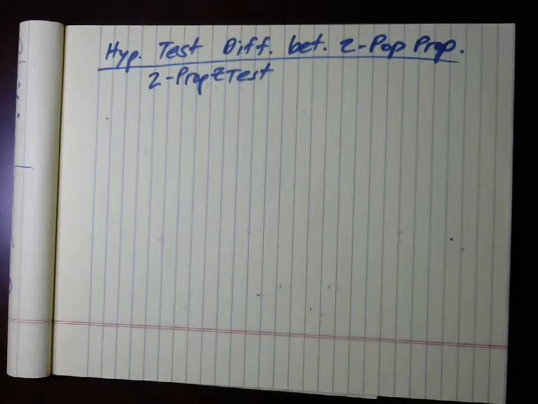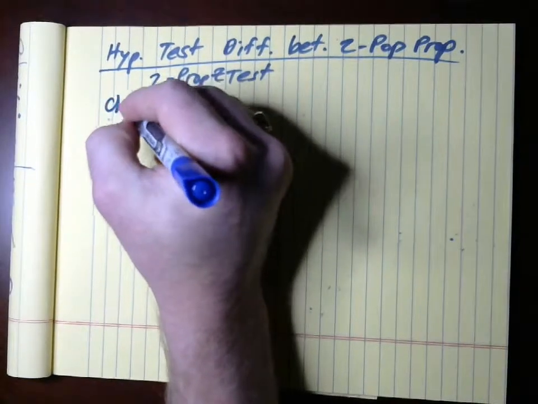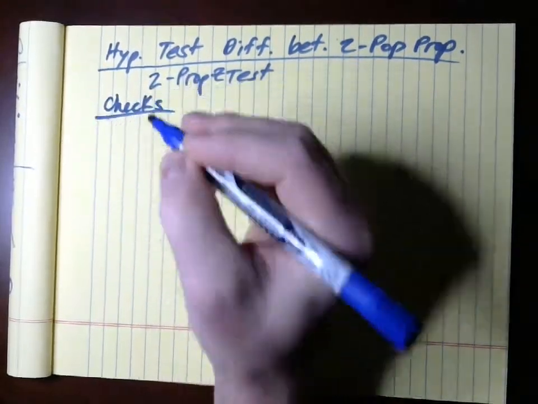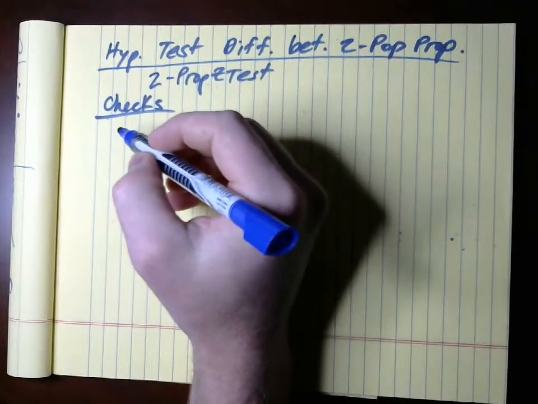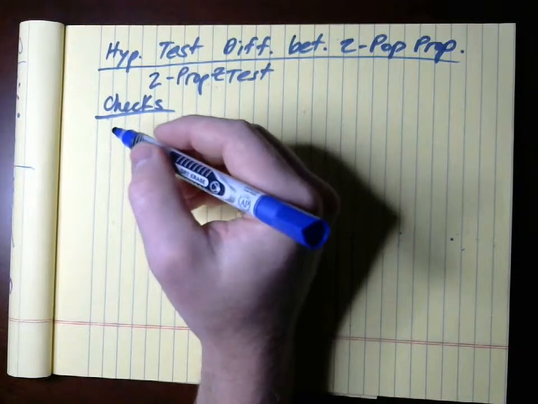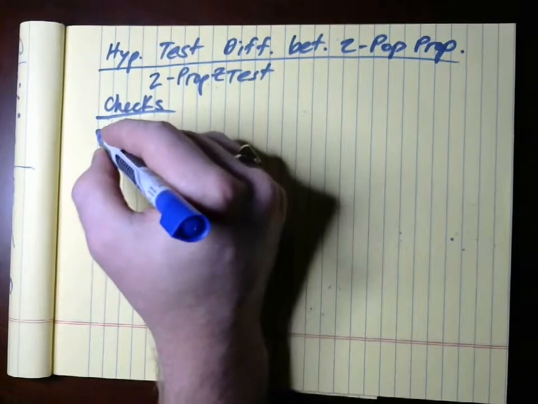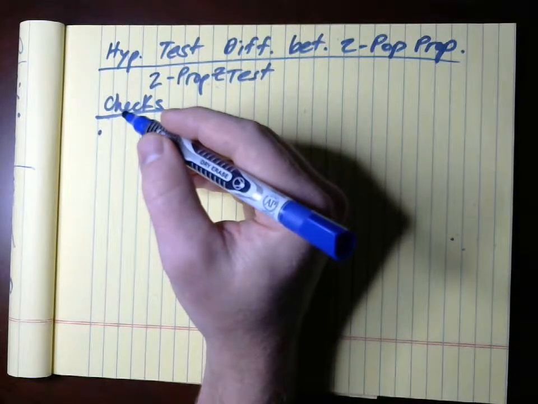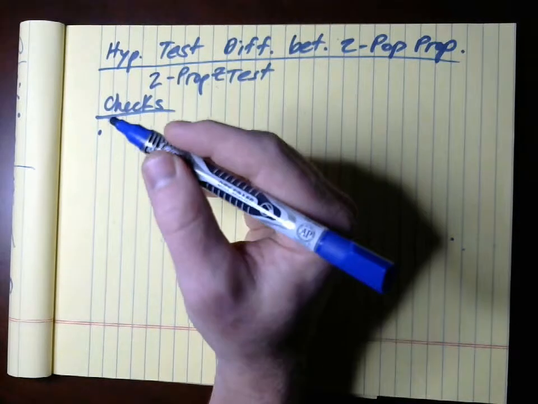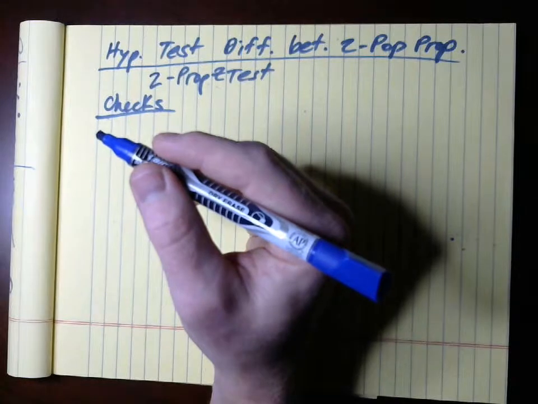If you compare the checks from Chapter 10, there are checks that you have to take. It's very similar to the checks from Chapter 10. We'll notice, first off, we have this extra check that the samples are independently obtained using simple random sampling or through a randomized experiment.